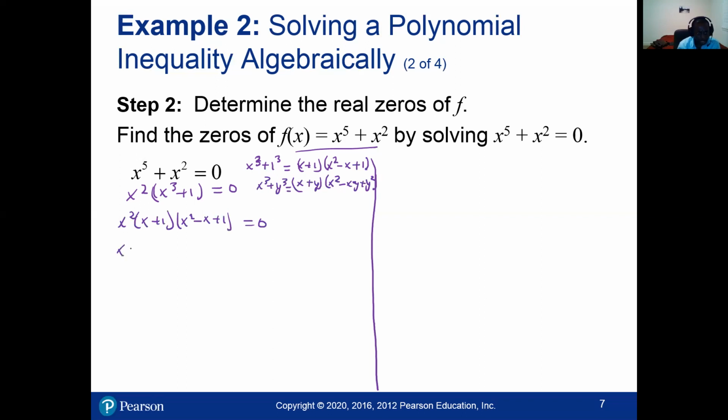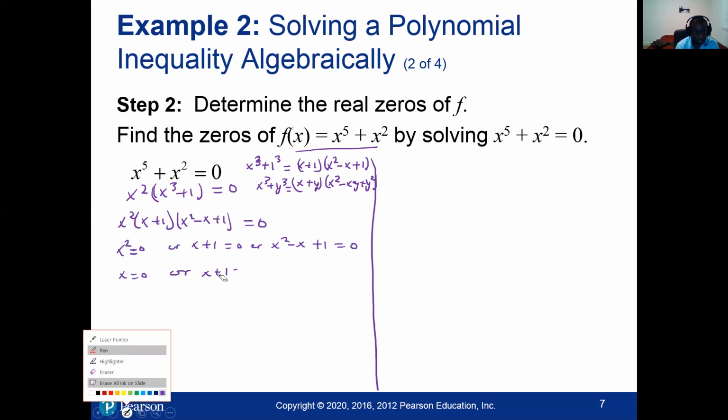So that means x squared is equal to 0, or x plus 1 equal to 0, or x squared minus x plus 1 equal to 0. Of course, x squared equal to 0 means that x is equal to 0 for that one. And x plus 1 equal to 0 means that x is equal to negative 1. Then we need to solve this quadratic equation, so let's check the discriminant.